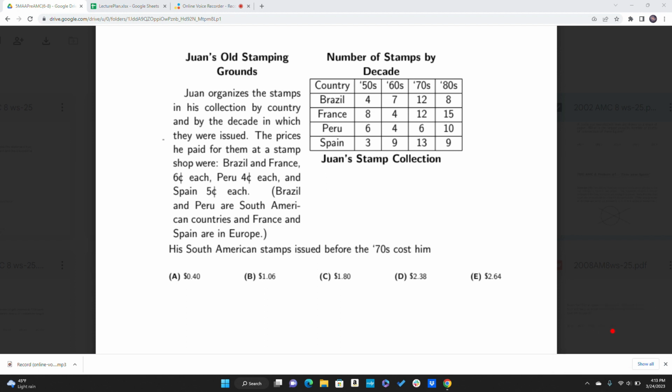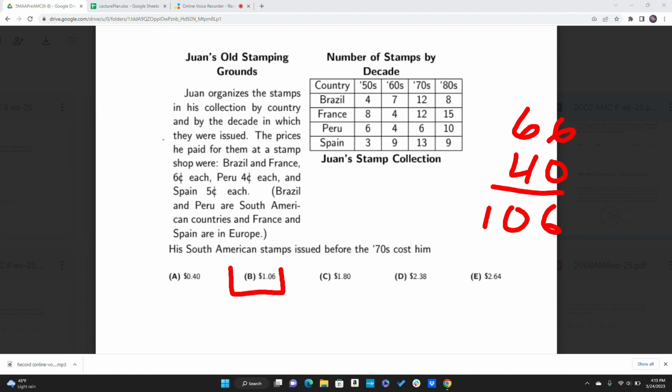And the Peruvian stamps, there's 10, and they cost him 4 cents each. So 10 times 4, that's 40 cents. So 40 cents plus the 66 cents, that's the total of 106 cents, which is answer choice B.